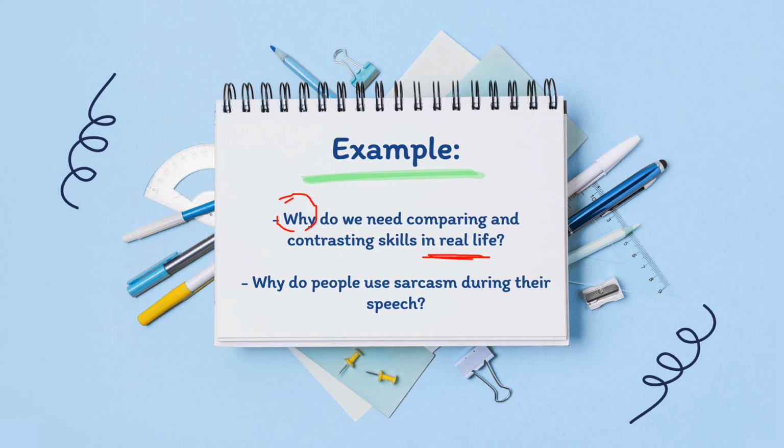Another example is if I'm teaching, let's say, types of irony in a literature session. I could start with a question like, why do people use sarcasm during their speech? Again, there's a real-life connection. It's an open-ended question, could have more than one answer, and it targets higher level thinking skills.